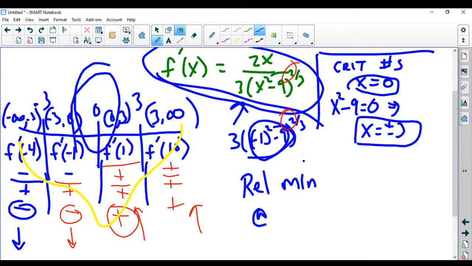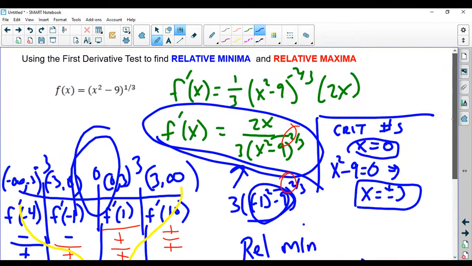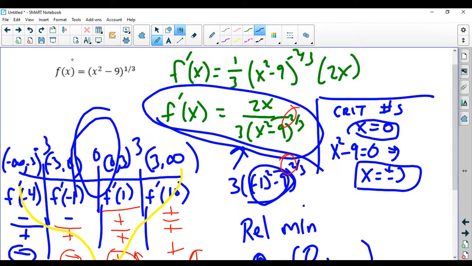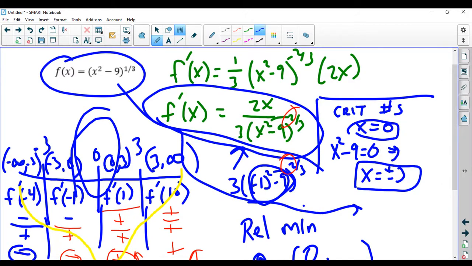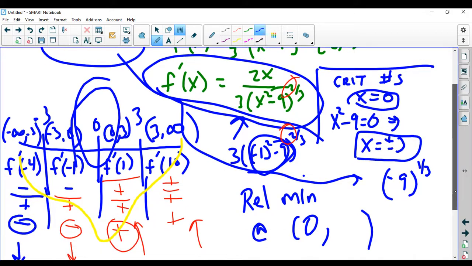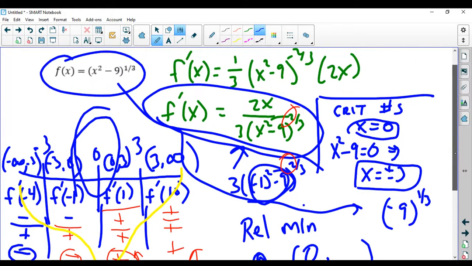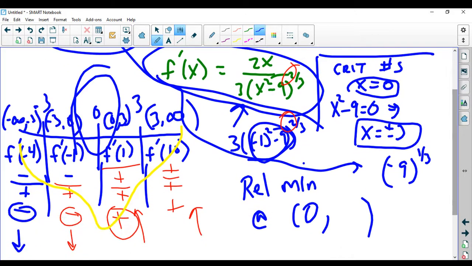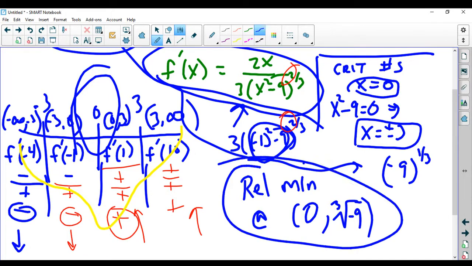at 0, comma. Now to get the y value, you plug in 0 to the original function, which is right here. 0 squared minus 9 is -9 to the 1/3. The cube root of negative 9 is just the cube root of negative 9. So that's our relative minimum. And that's it.